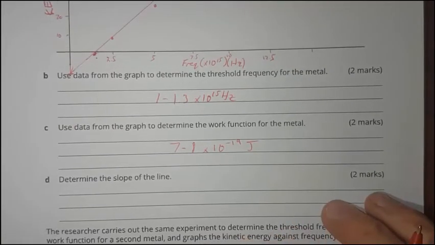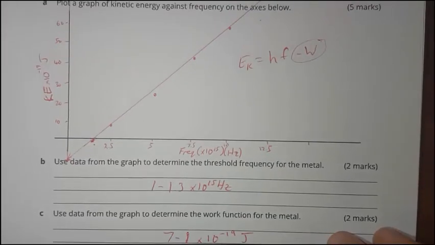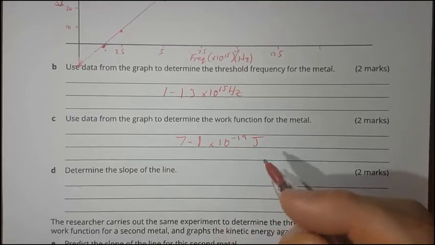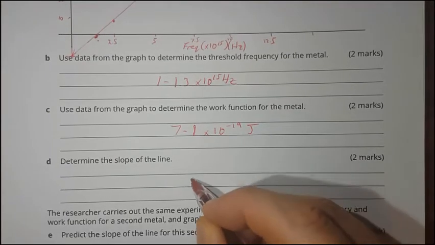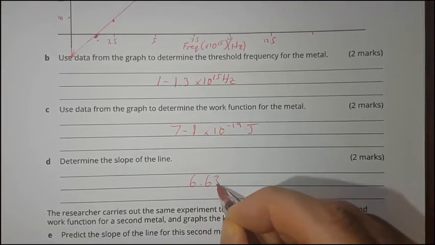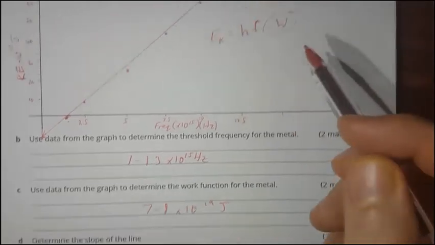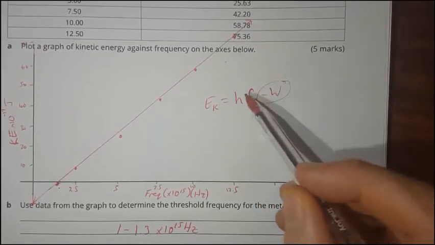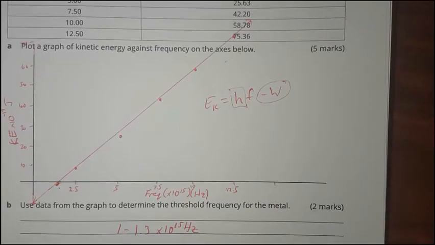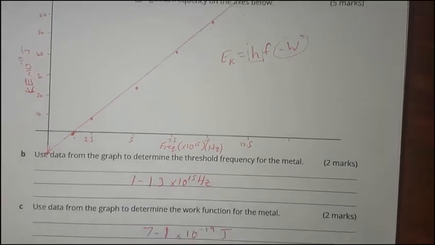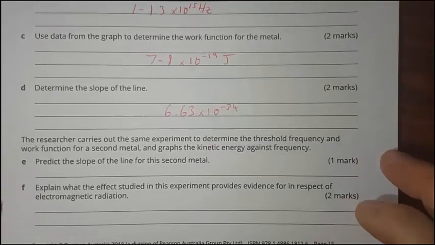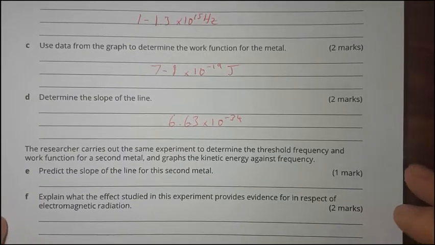Determine the slope of the line. It's a pretty straightforward thing to do. You just do your rise over run, and what you'll end up with is essentially what you'd expect: 6.63 times 10 to the negative 34. Why? Because you're drawing this graph, so what you should be getting is something that's fairly close to Planck's constant. The next questions are a little bit strange.